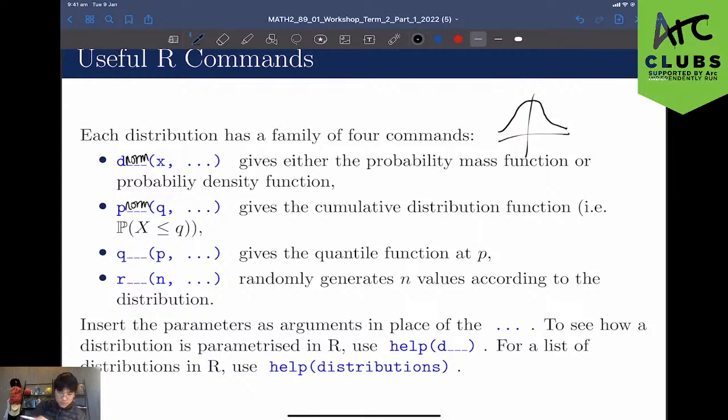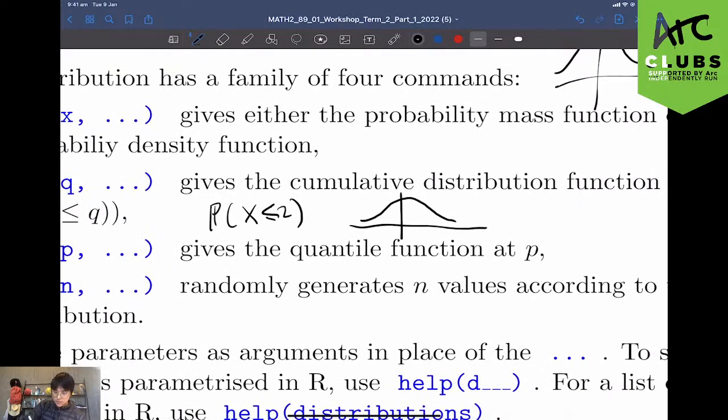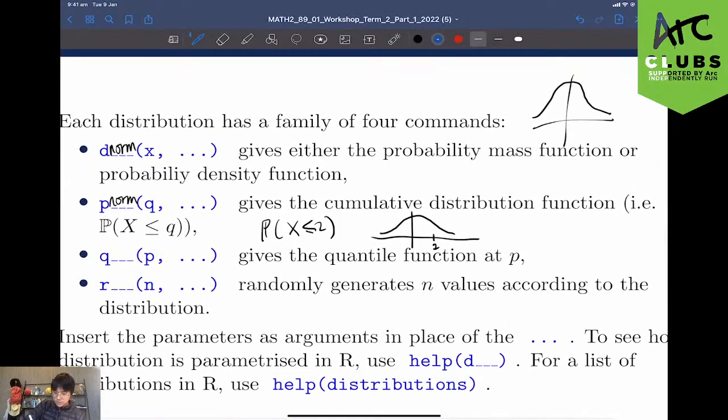pnorm will give you the CDF. So if you want to find the probability that x is larger than 2, or less than or equal to 2, if you have a function here, and say this is 2, what pnorm will tell you is the area of x less than or equal to 2.